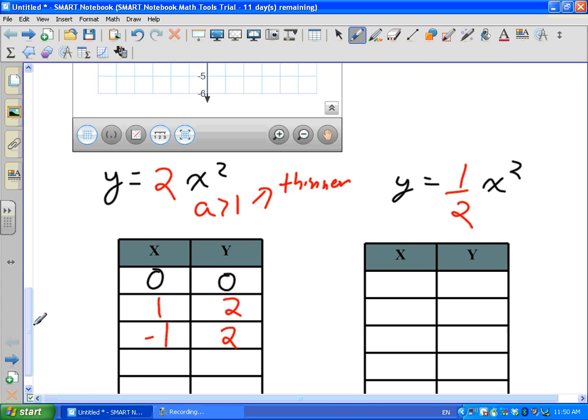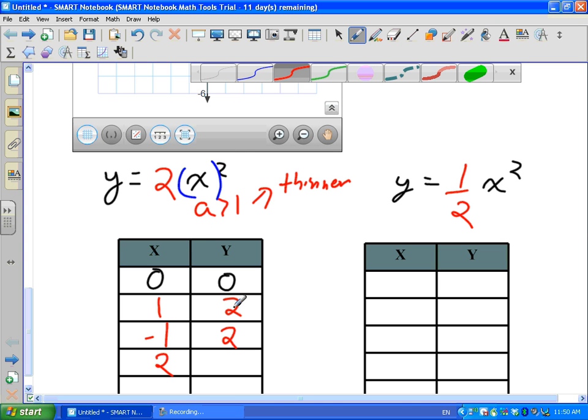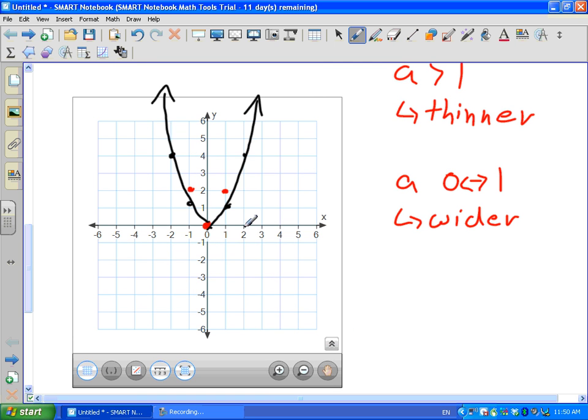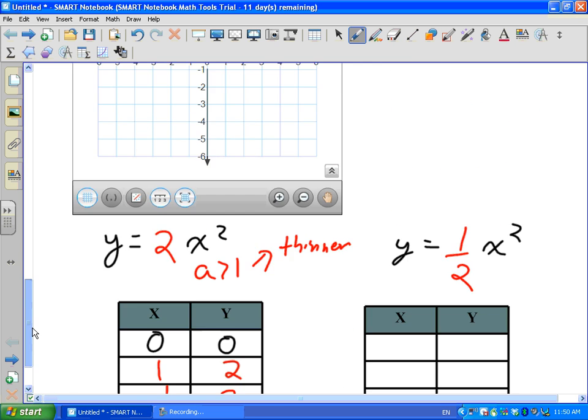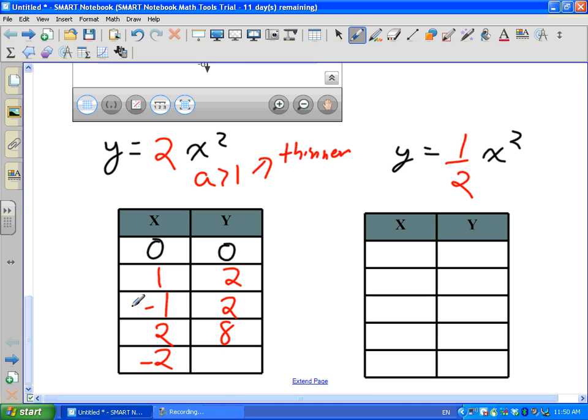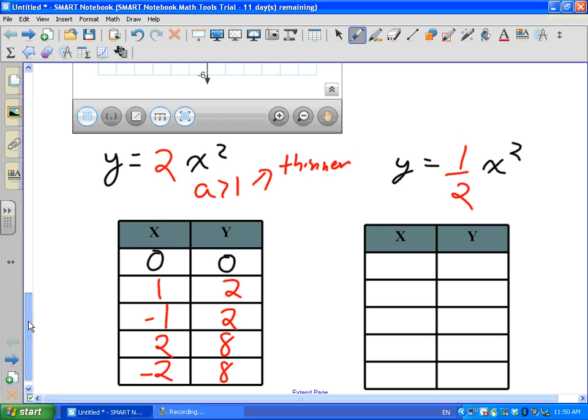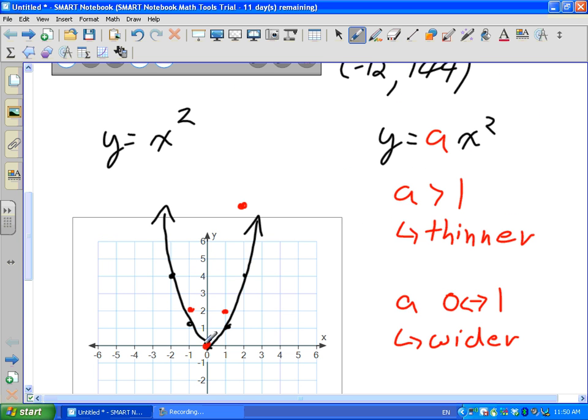Let's try another one. We go to the right 2. I plug 2 in for x squared. What is 2 squared? Times 2? 8. So, over 2, up 8. Don't even have that on the graph. Say it somewhere here. And same idea here. Negative 2, what does our pattern say this is going to be? 8. That's right. It's going to be 8. They're a mirror image on the y-axis right now. So we go over 2, up 8.